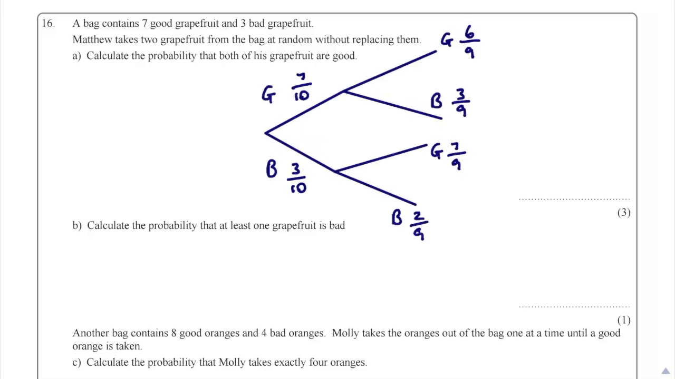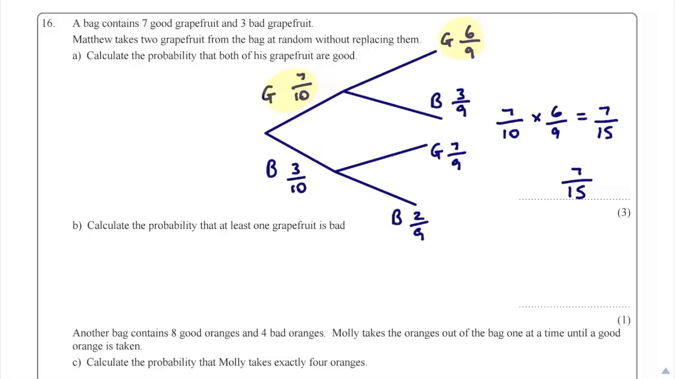So the question said, calculate the probability that both of his grapefruit are good. So that is these two probabilities here. That's going to be 7 tenths times 6/9. And if you work that out on your calculator, you're going to get 7/15. Okay, so that's our final answer for part A.